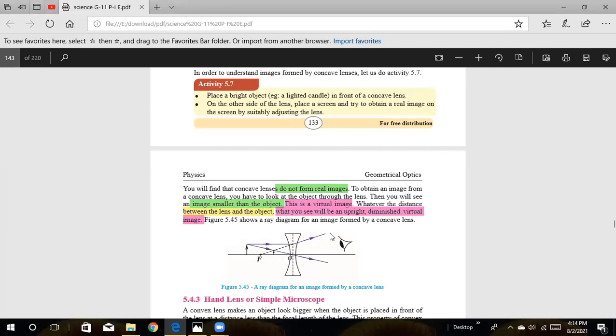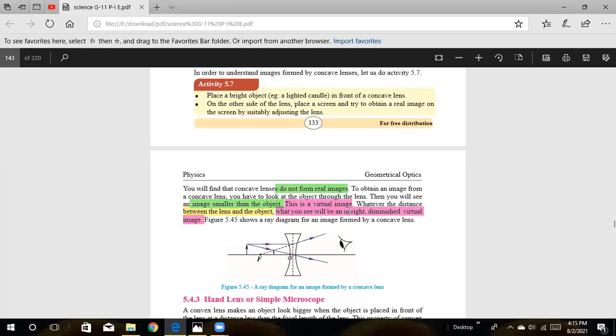In this ray, we can see it appears to come from the focal point, and these two rays meet at this point. The image is formed at this point. What are the characteristics of the image? It is an upright, virtual image. The image is smaller than the object.